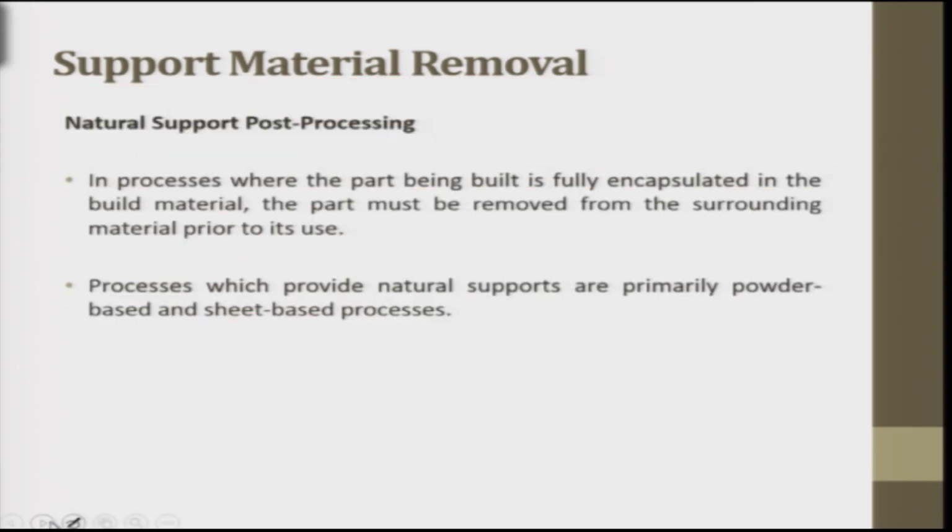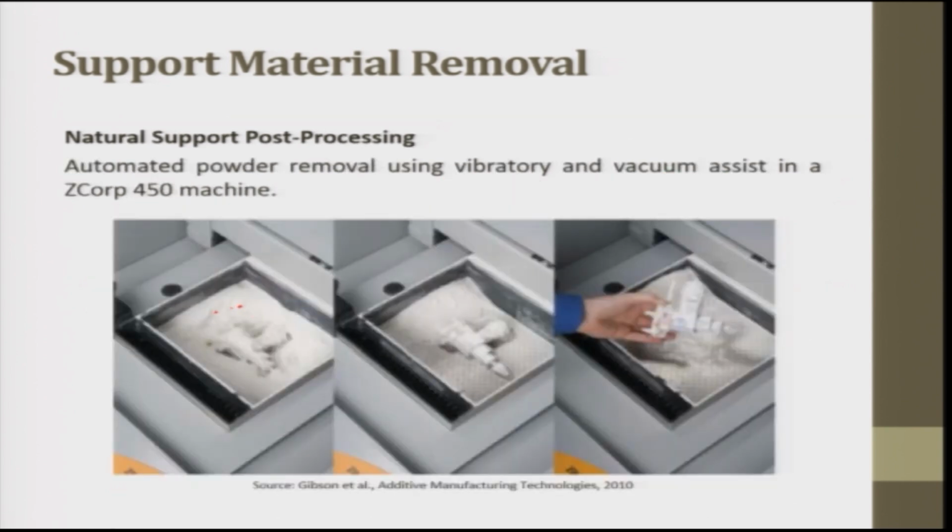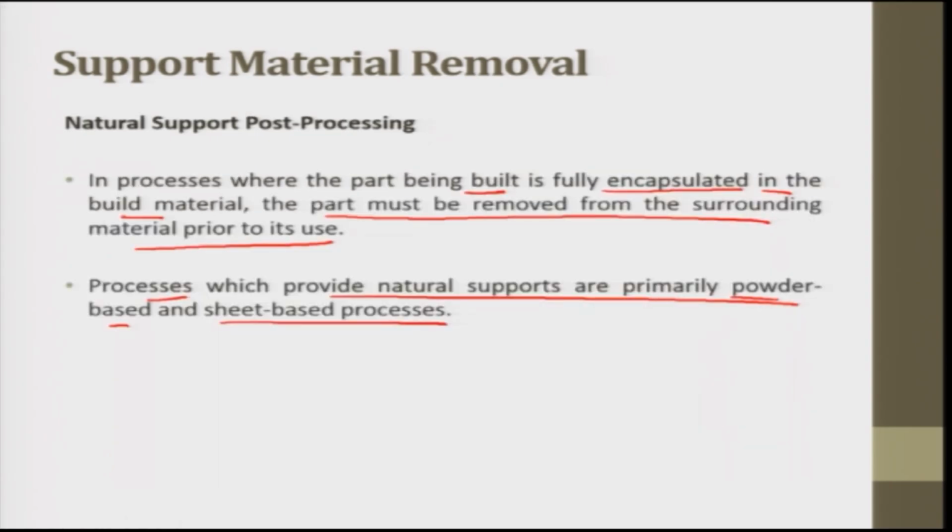Now, natural support post processing. In processes where the part being built is fully encapsulated in the build material, the part must be removed from the surrounding material prior to its use. The processes which provide natural supports are primarily powder based and sheet based processes. So, the powder that is shown in this figure is a natural support. These are mostly the powder based and sheet based. As I said, the material that is surrounding the part that is being manufactured, this is natural support.